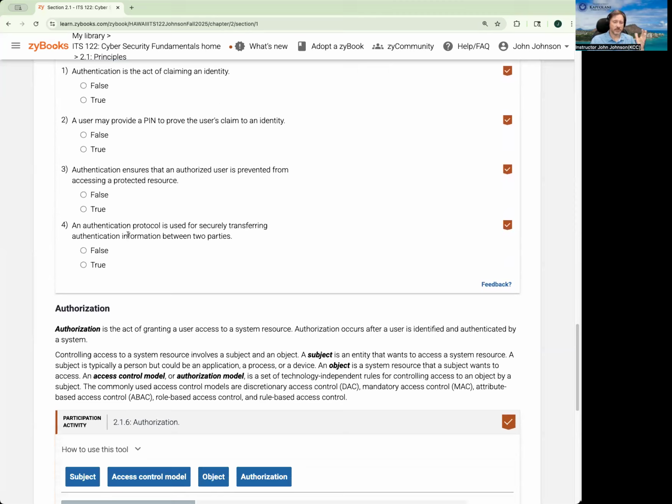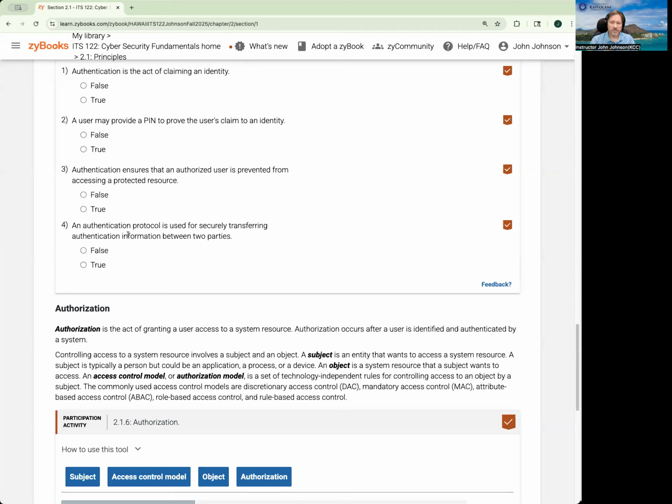And then the last thing we talk about: we've claimed our identity, and we've actually authenticated and proven our identity. Now we're going through the authorization part, which is where we're given permissions or allowed to use things. Authorization is the act of granting a user access to a system resource. Authorization occurs after a user is identified and authenticated by the system. So remember that authorization occurs after you're identified and authenticated by the system.